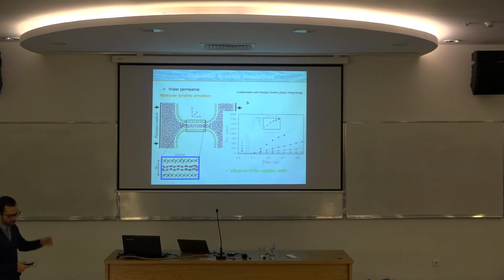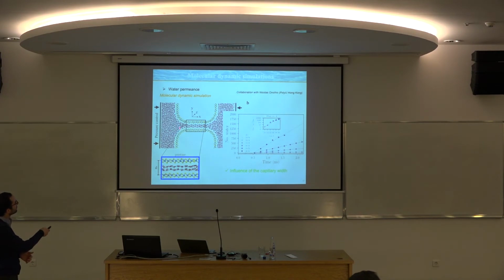And to further understand, we collaborated with Nicolas Onofrio. He's a professor at PolyU in Hong Kong, and he used molecular dynamics to predict the influence of the surface chemistry and the influence of the spacing on the water permeation. So we made this cell where you have two MoS2 nanosheets. We use this shape because it's easier for the calculations.